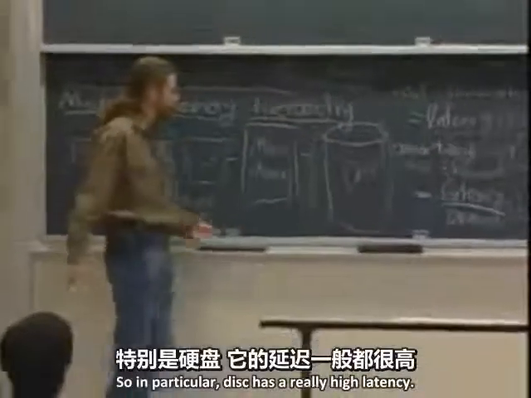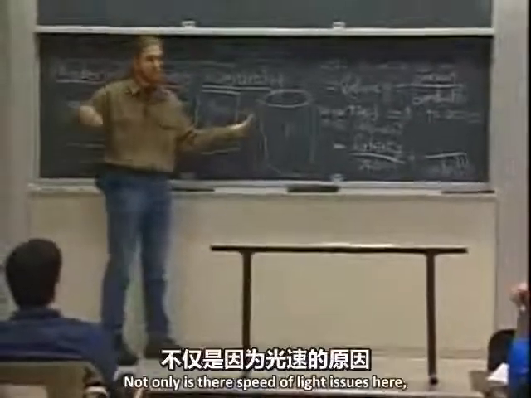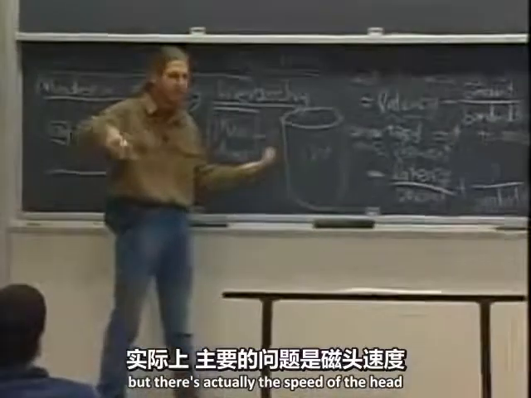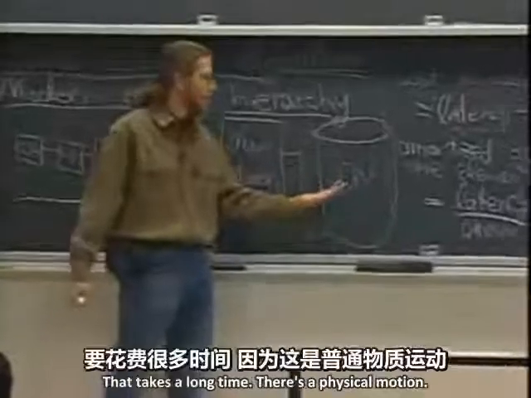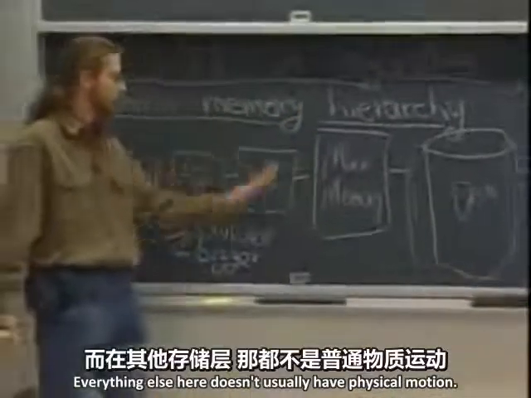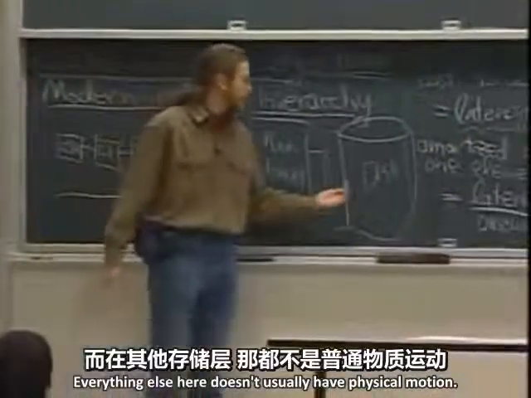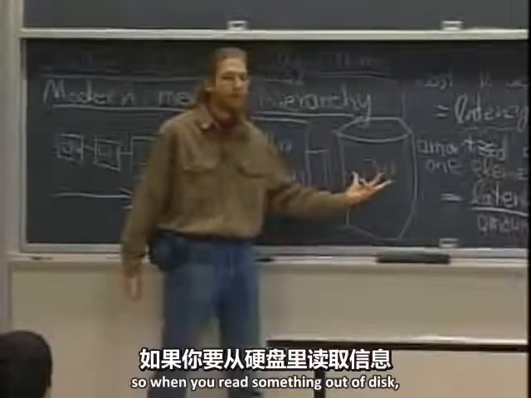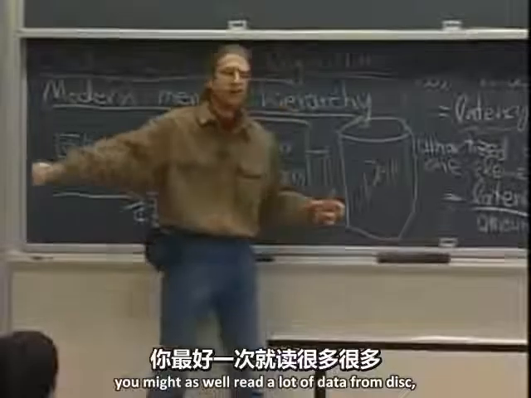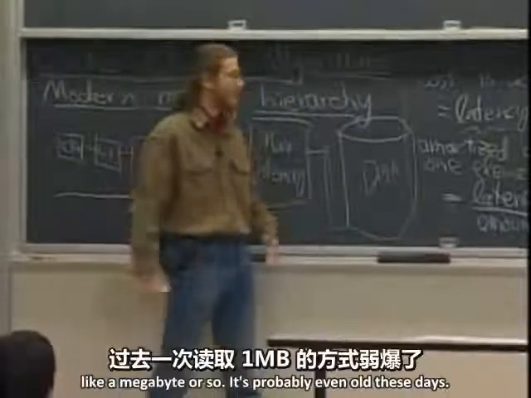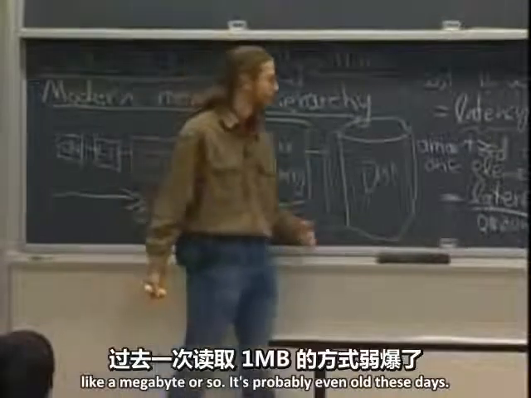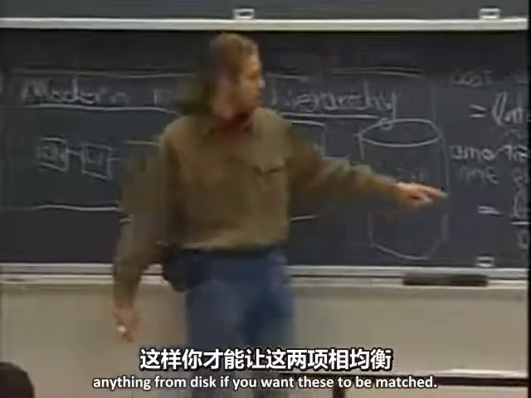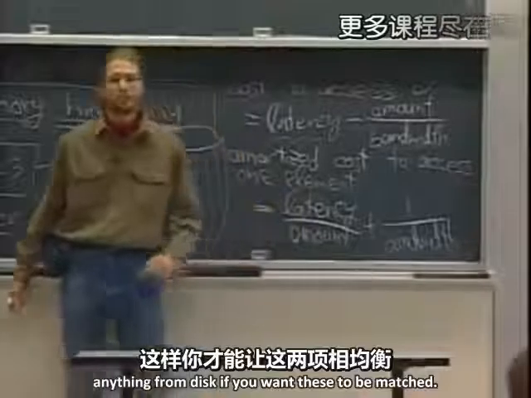In particular, disk has a really high latency. Not only are there speed of light issues here, but there's actually the speed of the head moving on the tracks of the disk. That takes a long time. There's a physical motion; everything else here doesn't usually have physical motion. It's just electric. So this is really, really slow in latency. So when you read something off disk, you might as well read a lot of data, like a megabyte or so. It's probably even old these days. Maybe you read multiple megabytes when you read anything from disk, if you want these to be matched.